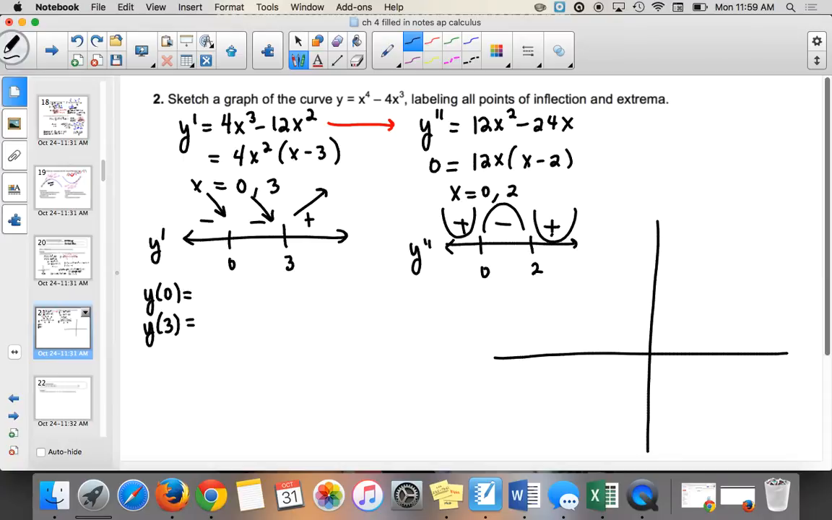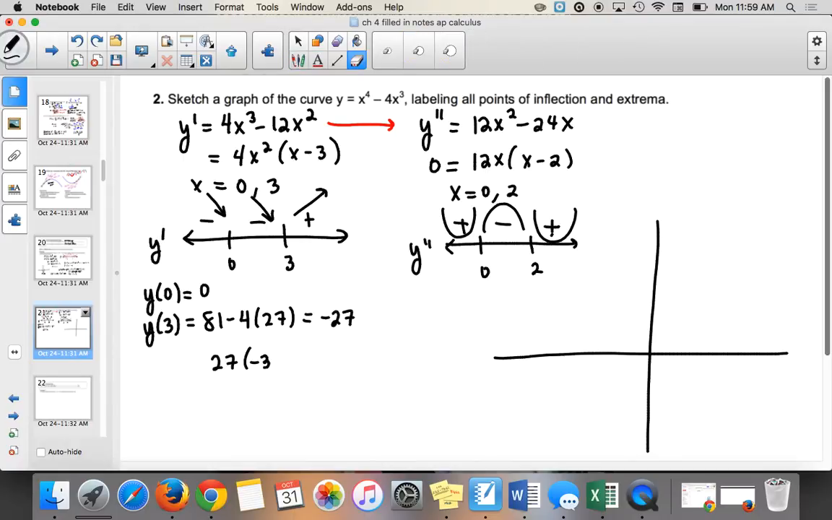So go back to our original. When I plug in 0, I get 0. When I plug in 3, I get 81 minus 4 times 27. Is that negative 27? Do you guys know how I did that? That was sneaky, wasn't it? I pulled out a 27, and I thought, oh, that would be negative 3. That would be 3 minus 4 then. Sneaky, huh? All right. Anyway, so I have 0, 0, and then I have 3, negative 27, and way down here at negative 27.